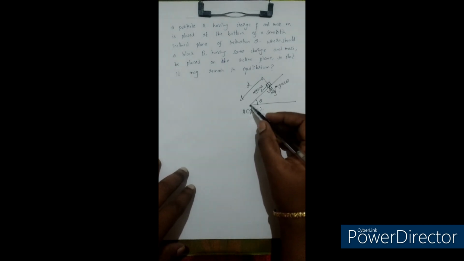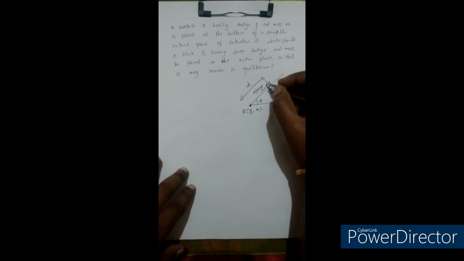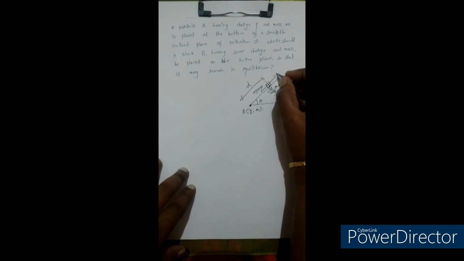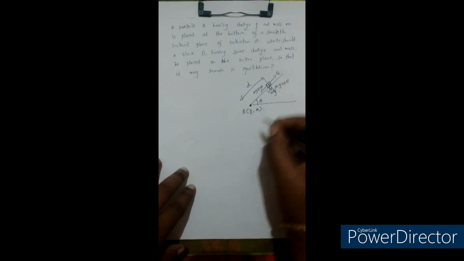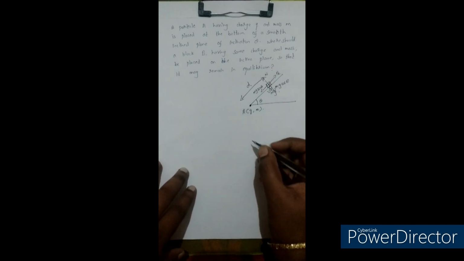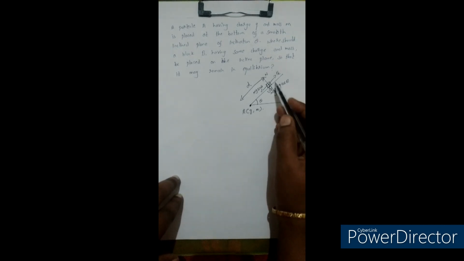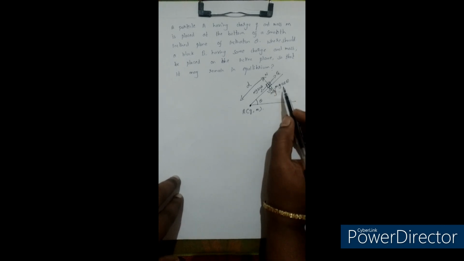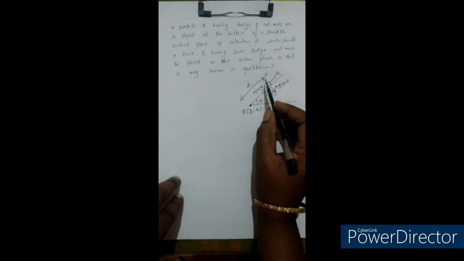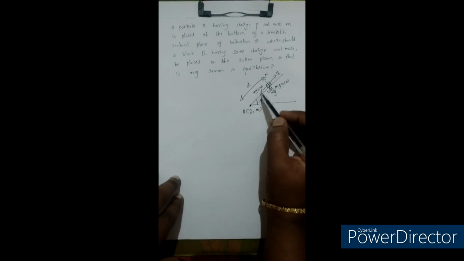The particle A and the block B have the same charge. As they have the same charge, particle A will be repelling the block along this direction. This is going to be the direction of Coulomb's force of repulsion. And this is the normal reaction force due to the weight mg. Now this is under equilibrium, so mg cos theta is balanced by the normal reaction force, and the Coulomb's force of repulsion is balanced by mg sin theta.